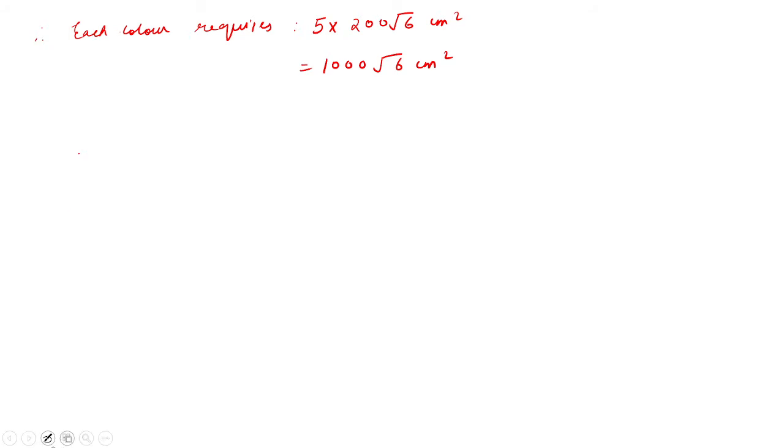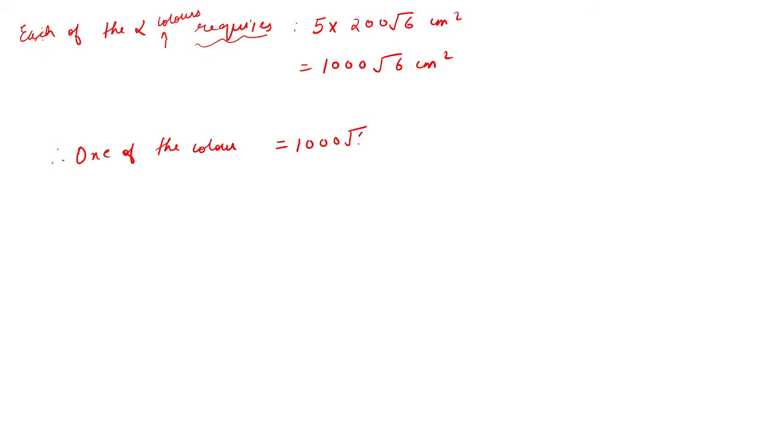Let's rewrite this, write this statement and maybe this will become clear. Each of the two colors requires 1000 root 6 centimeter square. Clear? Therefore, one of the colors is equal to 1000 root 6 centimeter square, and the other color is equal to 1000 root 6 centimeter square. Clear with this? Now quickly let's move on to the next question.